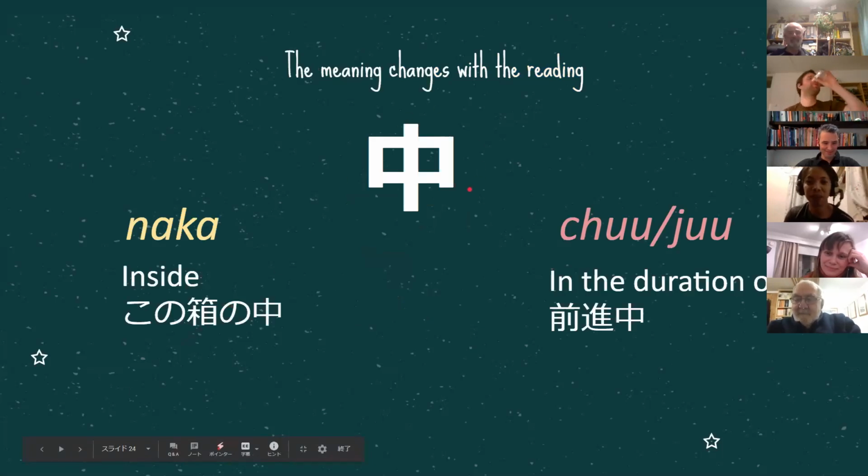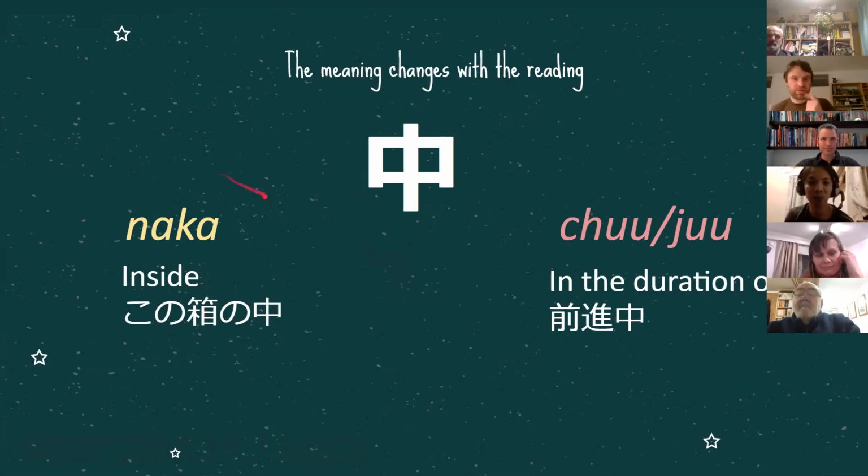Sometimes the meaning of a kanji can change with the reading, like this one over here. If you use the Japanese reading, naka, it means inside of something, like kono hako no naka, inside this box. Or you can use the Chinese reading, chu or ju, and then it's like a suffix meaning in the duration of something. Like this one, zenshin chu, while moving forward. If you read the Iaido Japanese manual, you will see this word a lot.